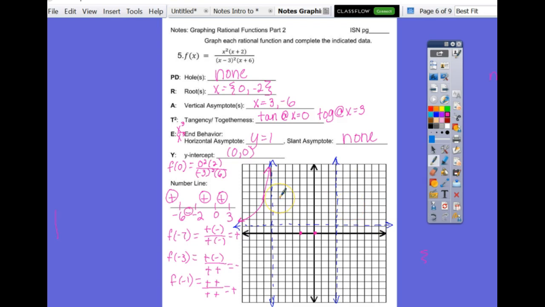I have this branch. I know that this area right here has to be negative. So this has to go this way. I know that this area is positive and I'm getting a bounce. So I'm going to go here and back up. And then over here is positive. So I'm going to get this branch right here. So the next one I'm going to do is number 7.